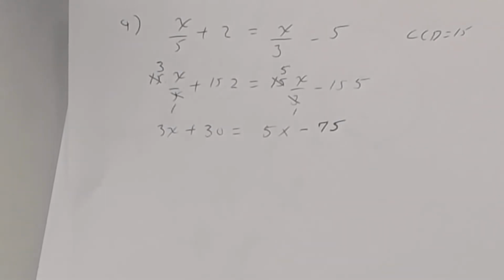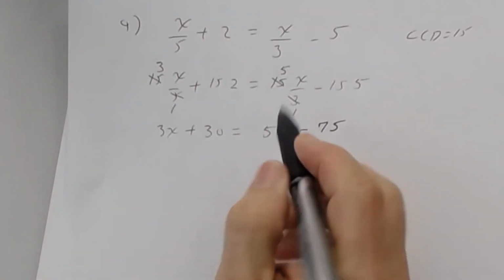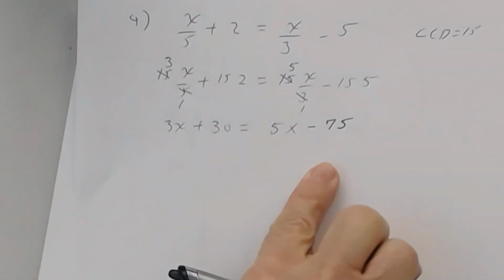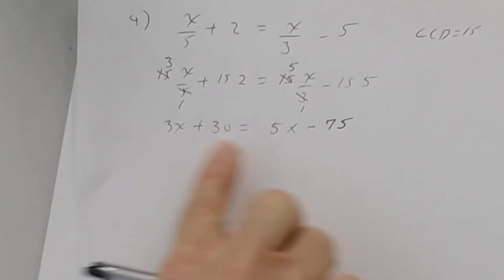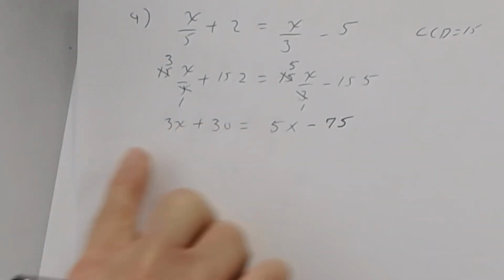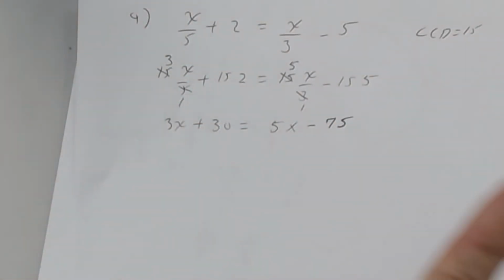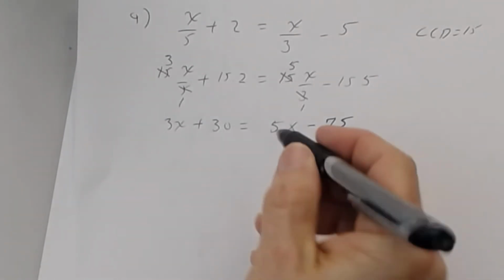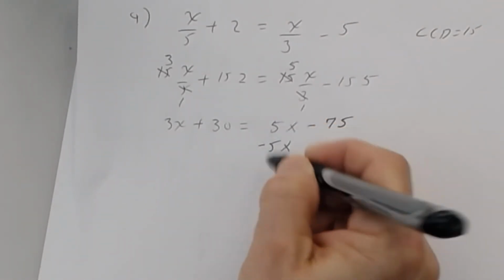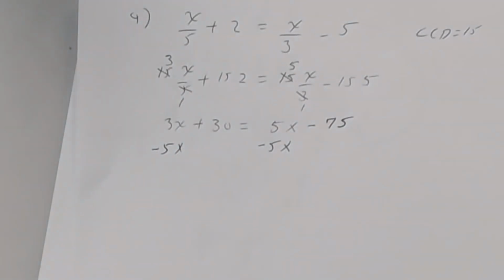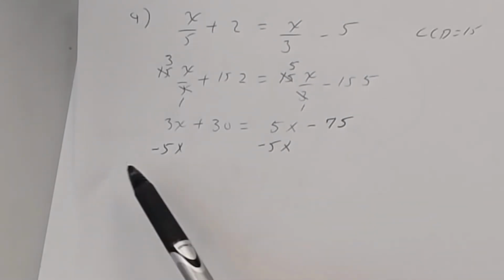What's the next step? Yeah, bring the variables to one side, constant to the other. Let's go ahead and bring them to the left, although you could have brought the variables to the right, doesn't matter. Either you're going to subtract 3x from both sides, or you're going to subtract what? 5x. Does not matter. Which one do you want to do? 5x. All right, so you're going to subtract 5x. What I do to one side, I do to the other. Then what's the next step? What do you think the next step is?